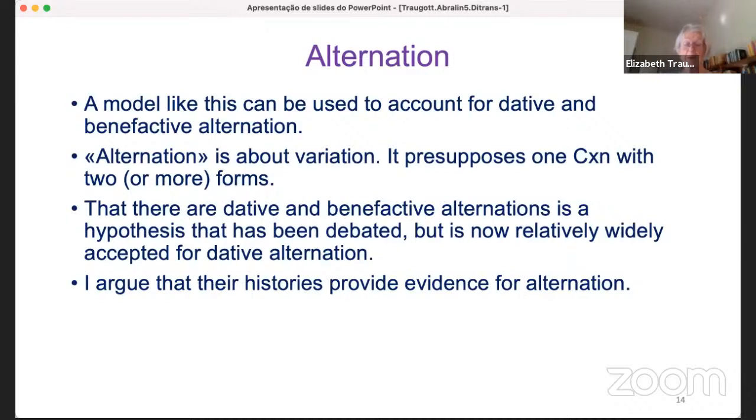That kind of a model can also be used to account for dative and benefactive alternation. Alternation is about variation. It presupposes one construction with two or more forms. Well, we had three in the last example. We will be talking about alternations of two forms today, with the ditransitive and the dative alternation and benefactive alternation. As I mentioned at the very beginning, that there are dative and benefactive alternations is a hypothesis that has been debated. But I do think that it's now relatively widely accepted, at least for dative alternation. And I'm going to argue that the histories provide evidence for alternation.